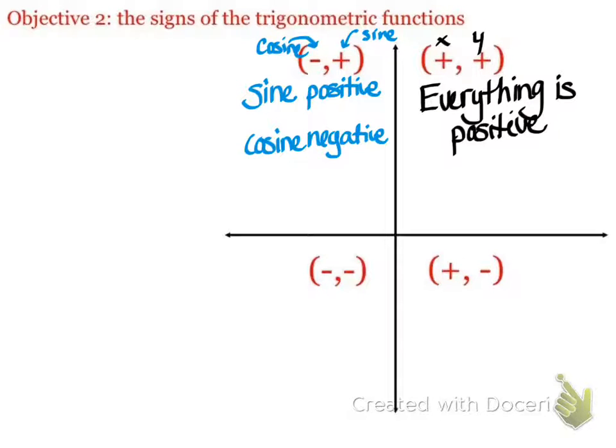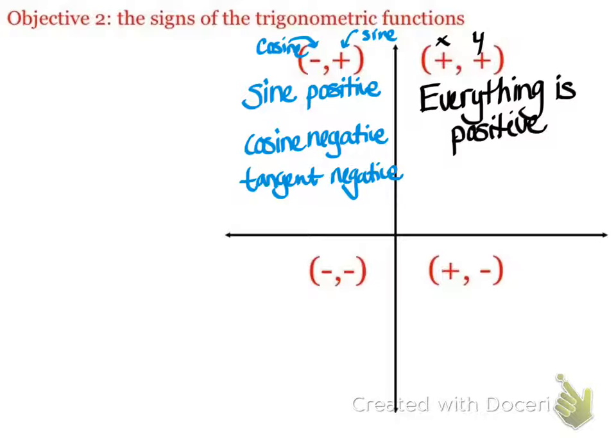Now, tangent is the ratio between the y and the x, or the slope of the line that goes through the terminal side. And if I were to draw that little line, I would see that it's negative. Or if I divide sine by cosine, positive divided by a negative, I'm of course going to get negative. So tangent is negative in this quadrant.